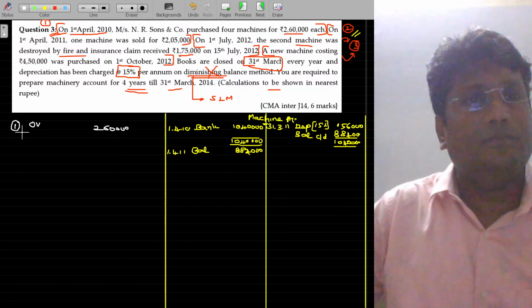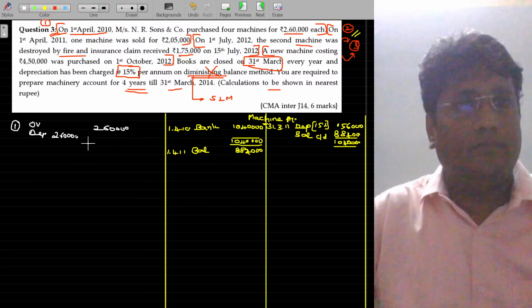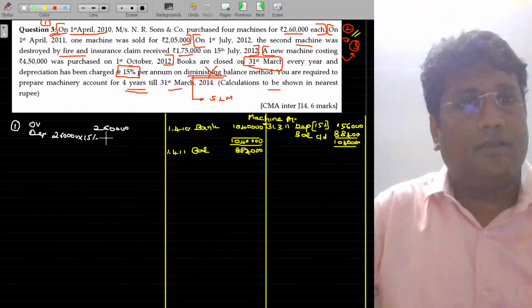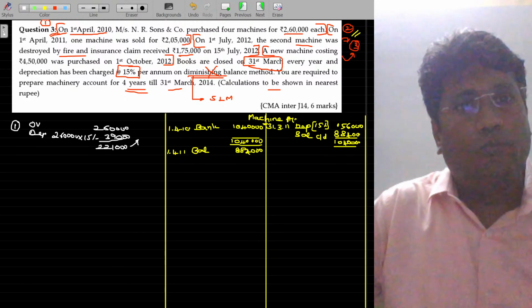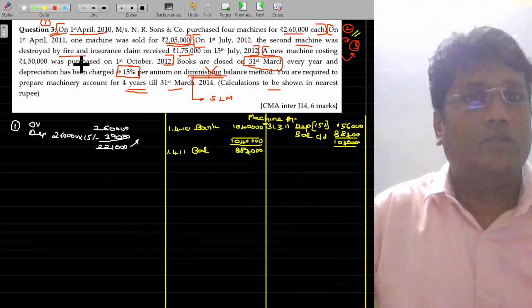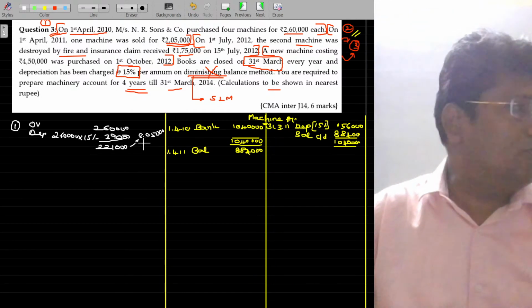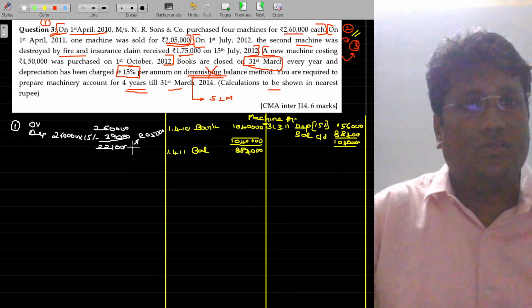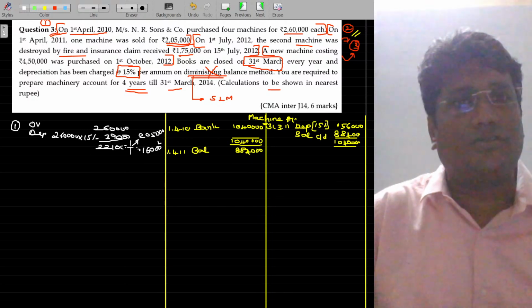Now depreciation on 2,60,000 for that 1 year being 15%, right? 39,000. Today it is worth rupees 2,21,000, but sold for 2,05,000 rupees. Because the sale value is less than the book value, we lose. The difference being 16,000 is a loss. This is a loss.